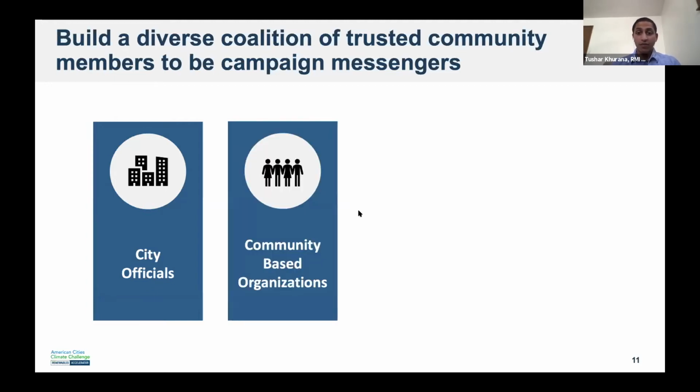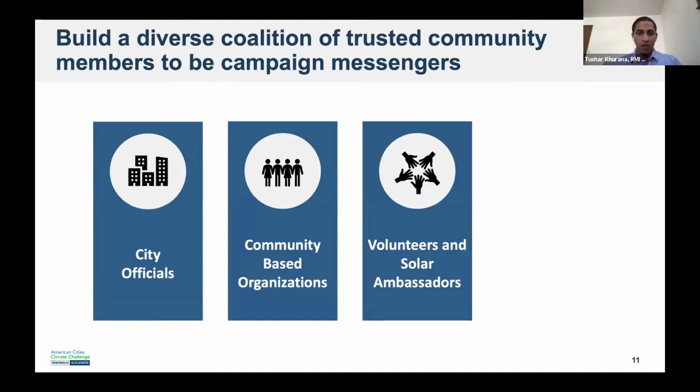Community-based organizations are definitely key. Having people who interact with and have relationships with the community and who are well-positioned to reach out and have trust already. These folks can definitely help people learn about this new Solarize opportunity. And volunteers and solar ambassadors are a central piece of Solarize campaigns as well. So finding neighbors who are part of the program and want to spread the word, or folks who've installed solar previously, can be really helpful.